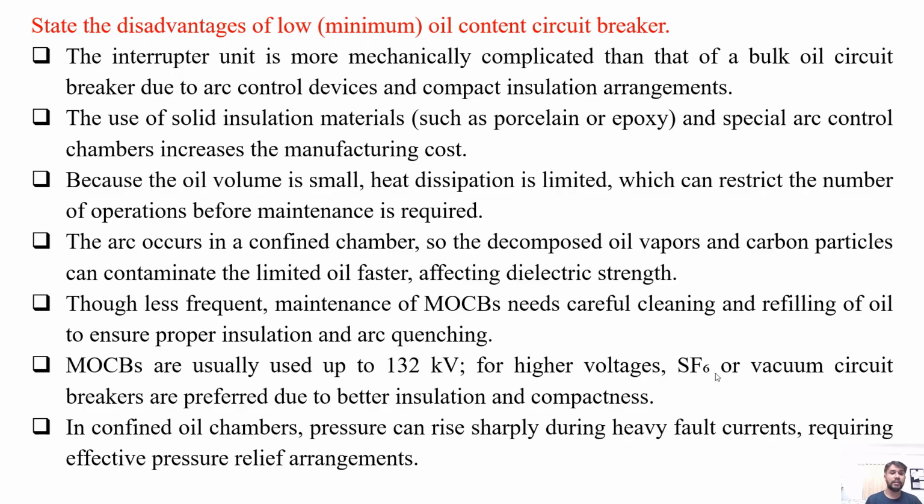Minimum oil circuit breakers are usually used up to 132 kV. For higher voltages, SF6 or vacuum circuit breakers are preferred due to the better insulation and compactness. In confined oil chambers, pressure can rise sharply during heavy fault currents, requiring effective pressure relief arrangements. So these are several disadvantages of minimum oil content circuit breaker.